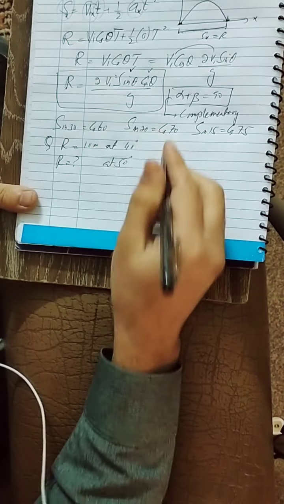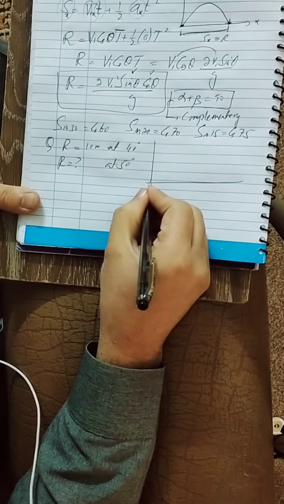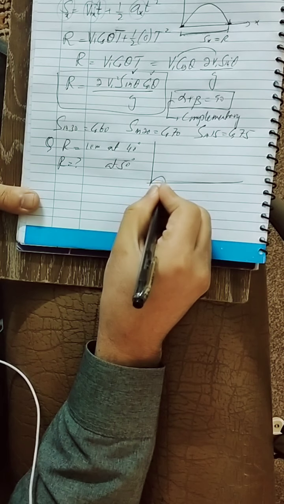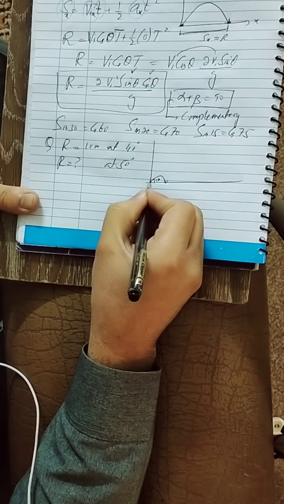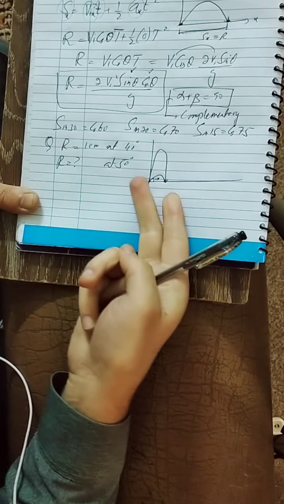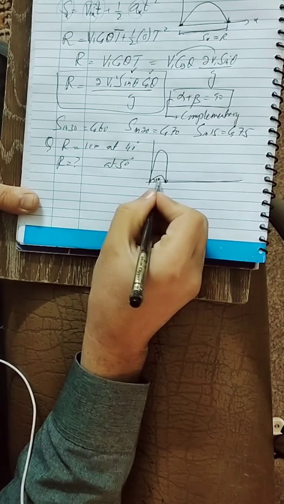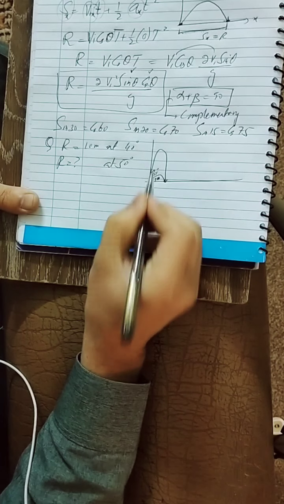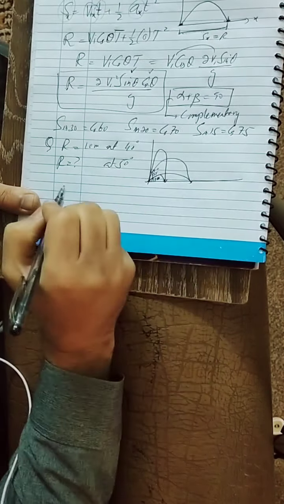For example, if I show this by a graph, look here. Suppose we throw a body at 10 degree, and we throw another body at 80 degree, both will fall at the same point. So it means that their range will always remain the same. So the range at 10 degree and 80 degree will be the same, and the range at 30 degree and 60 degree will also be the same.